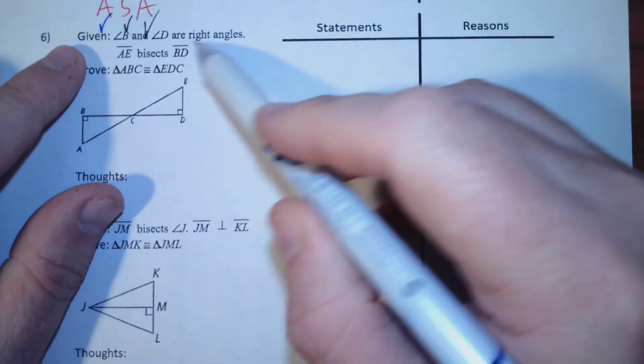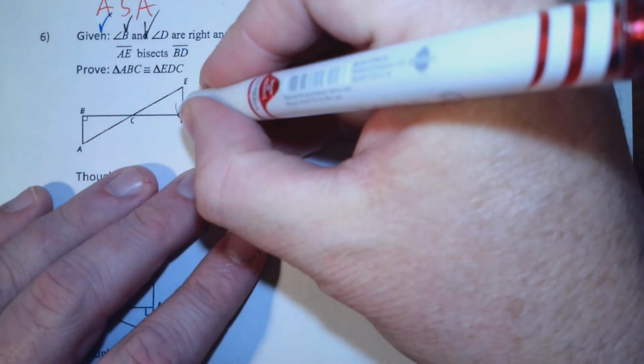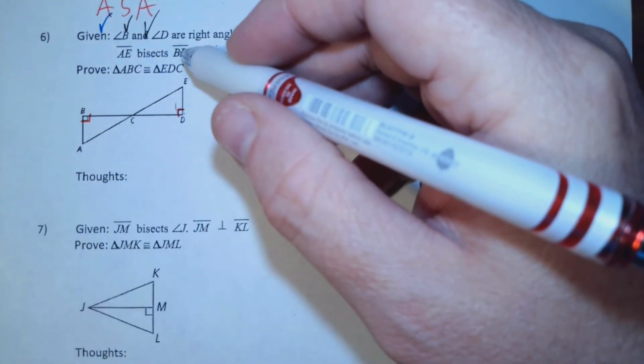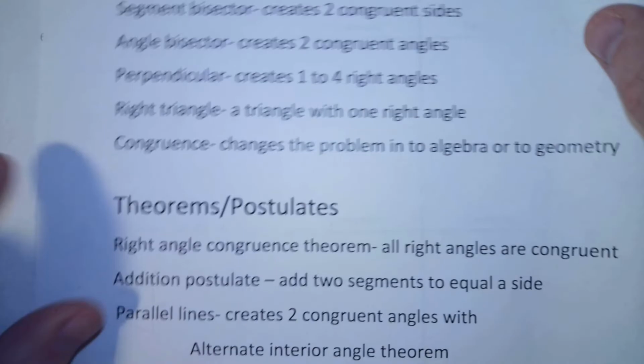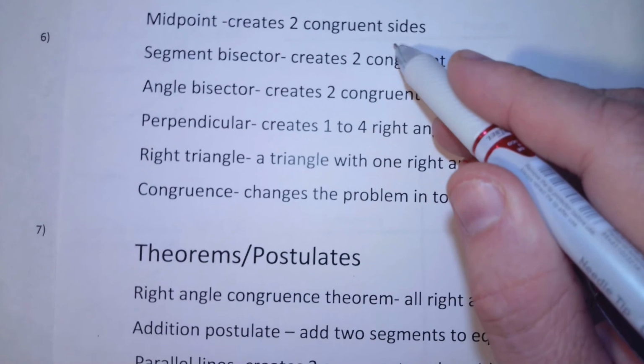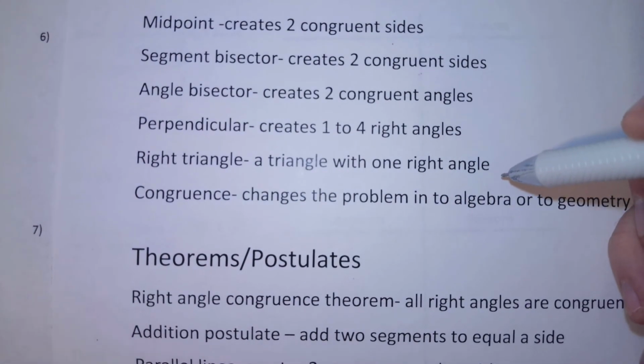B and D are right angles. Okay. We're going to have to use some theorems here to make them equal, but it does tell me they're right angles. AE bisects BD. Let's see what bisects does. So that's a segment bisector, creates 2 congruent sides. Segment bisector creates 2 congruent sides, okay.